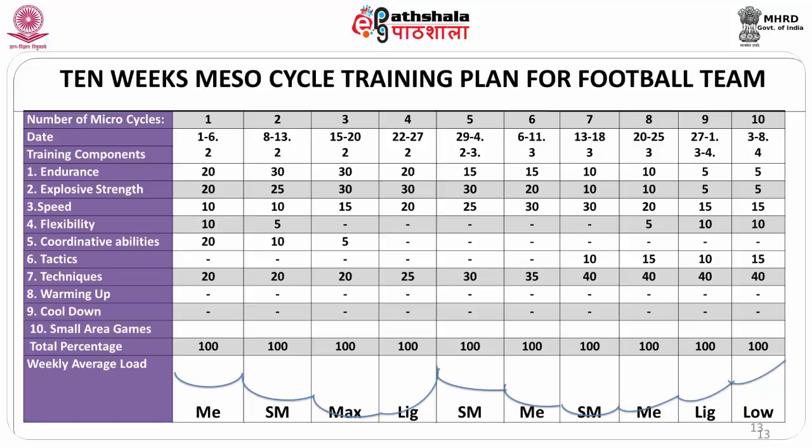Below that, the date and the month are given. For example, the first week training is likely to be done between 1st and 6th February. The second week between 8th and 13th February, and the third week between 15th and 20th February. Fourth week between 22nd and 27th February, and fifth week between 29th February and 4th March. In the same way, the dates are given for the second mesocycle.